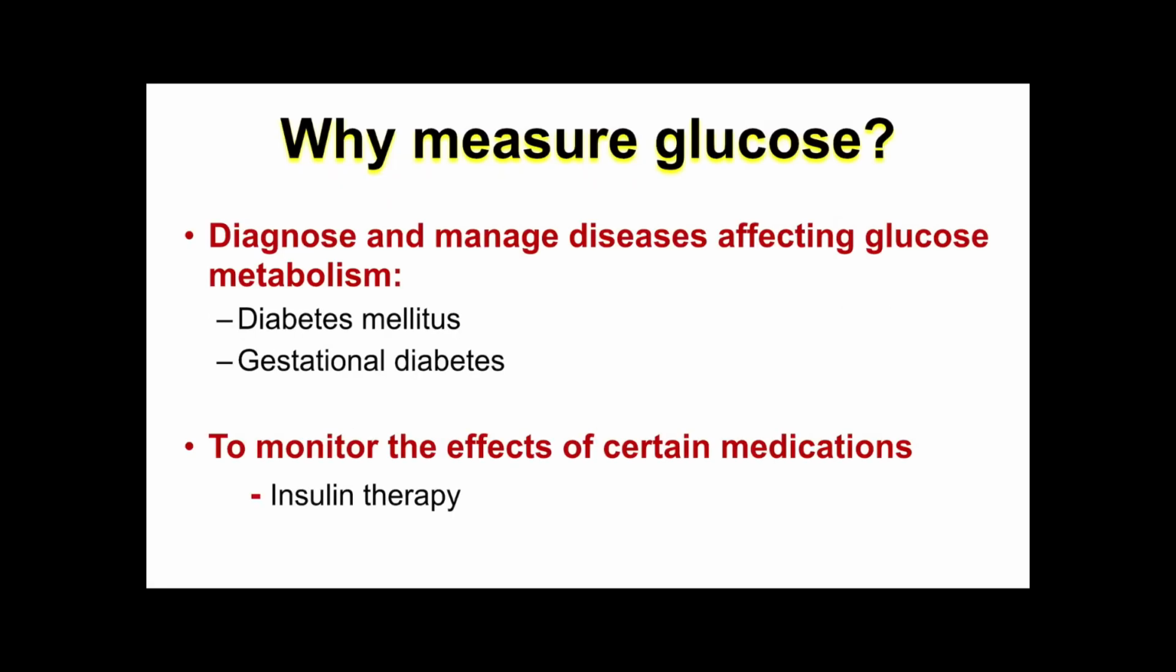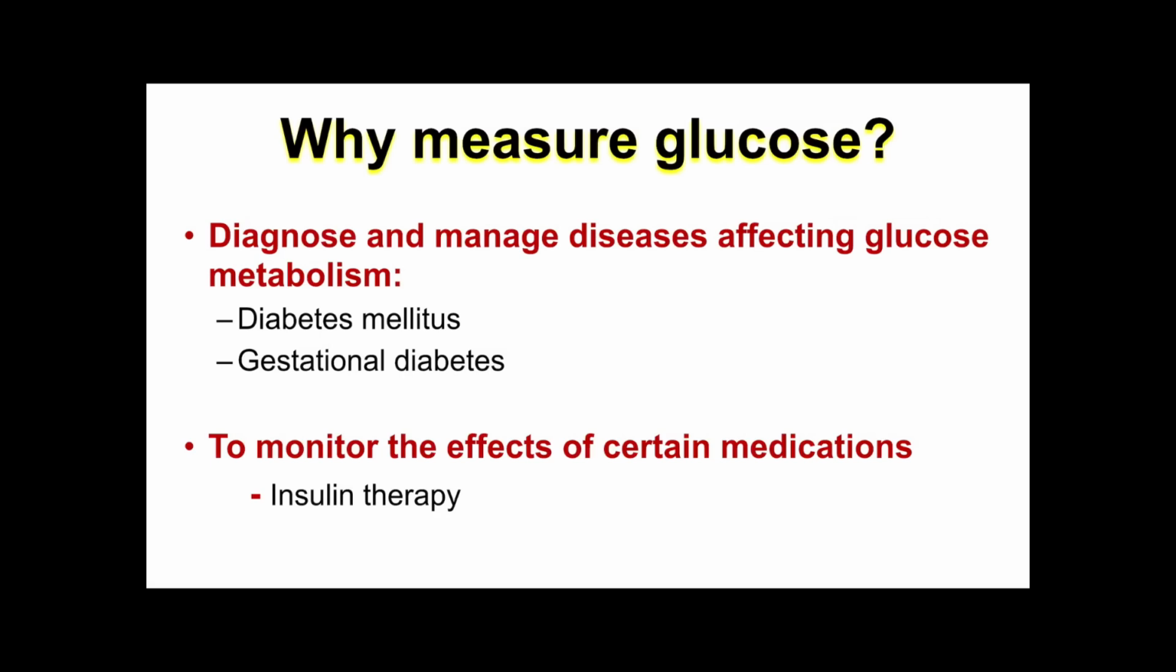Why is there a need to measure glucose? So we have two general reasons for that. The first one is to diagnose and manage diseases affecting glucose metabolism, particularly in diabetes mellitus and gestational diabetes. So we have discussed this in our previous topic, wherein in these cases, the glycemic targets have to be clearly defined in order to prevent the complications of diabetes.